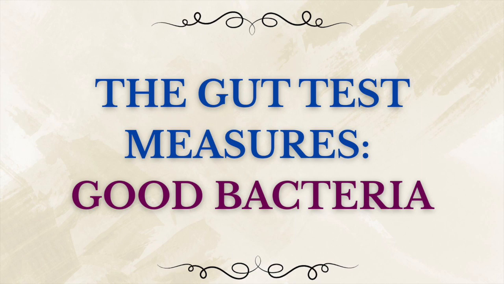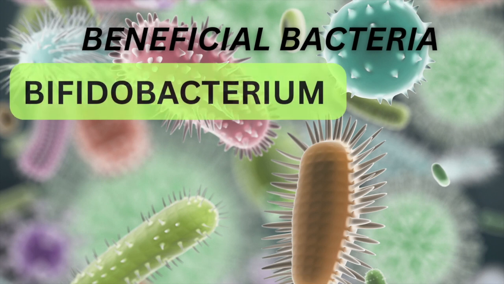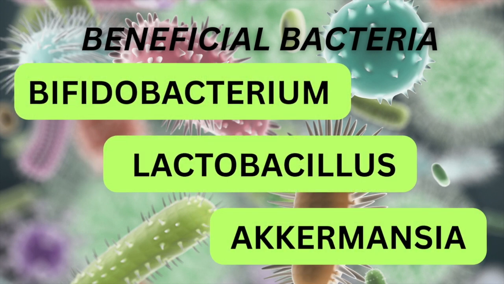Let's start with good bacteria. The gut microbiome is a complex ecosystem, and it houses good, bad, and opportunistic bacteria. So first we will analyze beneficial or good commensal bacteria. And I'll throw out some names such as bifidobacterium, lactobacillus, akkermansia, and many more. So the question is, are they present in optimal ranges for this specific patient, for this specific person?